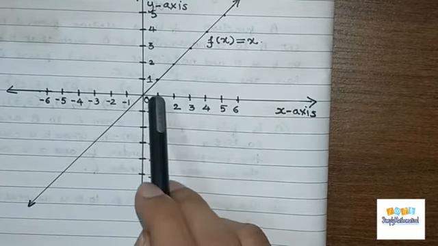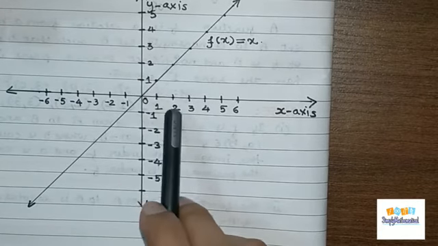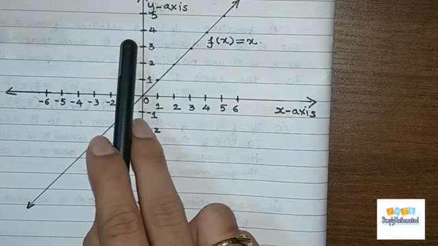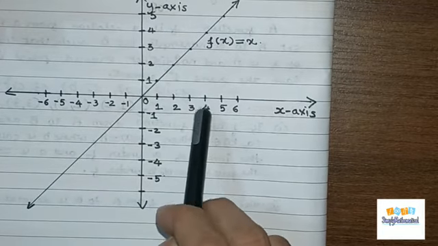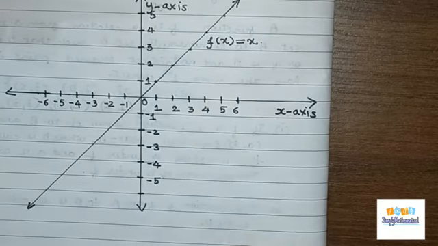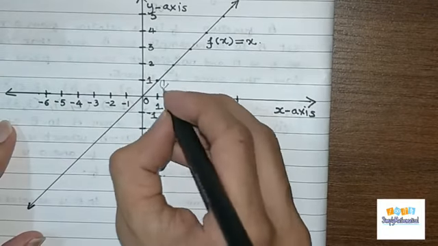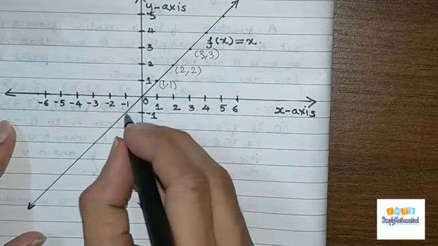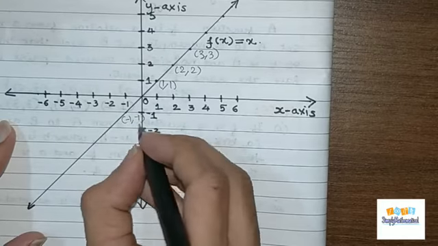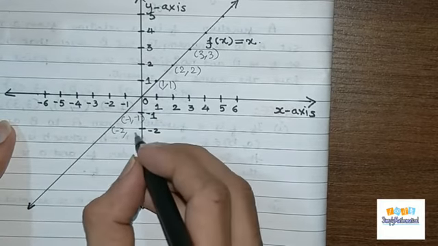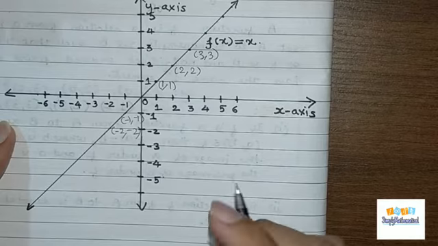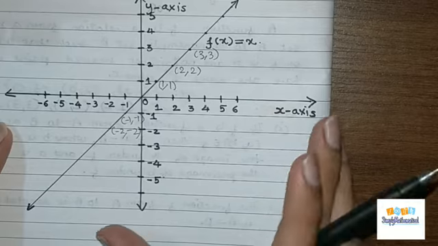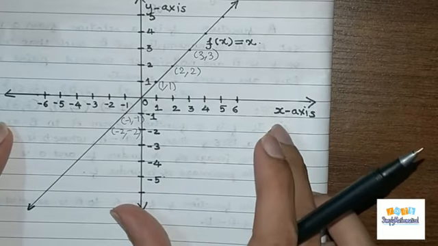So you can see that 1 will go to 1, 2 will go to 2, 3 in the x will go to 3 in the f(x), then 4 will go to 4. Like that, you will have points like (1,1), (2,2), (3,3) and so on. Also here you will have (-1,-1), then (-2,-2) and so on. So you will have points on the line of the type (a, a). So that is the identity function and the graph of the identity function.